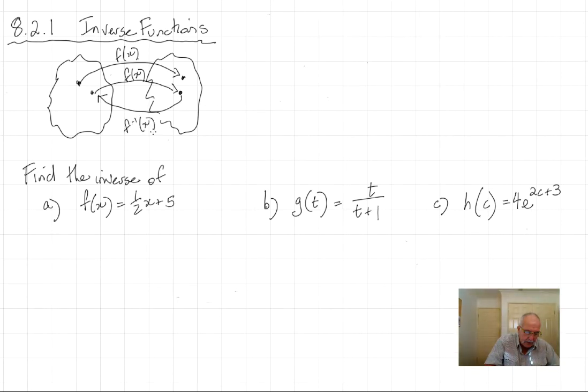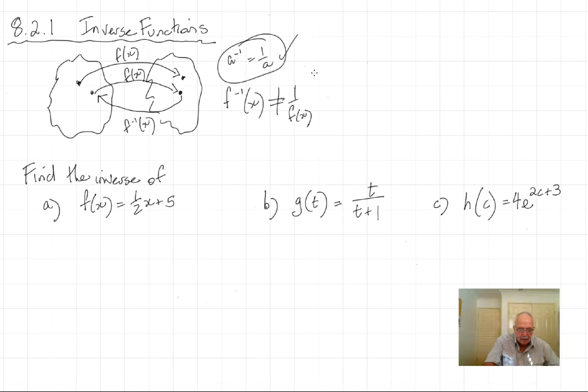written as f to the minus 1. Now, it's not a power, it's just a way of writing inverse function. So f to the minus 1 is definitely not equal to 1 over f of x. You might recall from your laws of indexes that a to the minus 1 is equal to 1 over a. That is true. F to the minus 1 is not 1 over f of x. So we've just got to be aware that this is just a way of writing the inverse function.